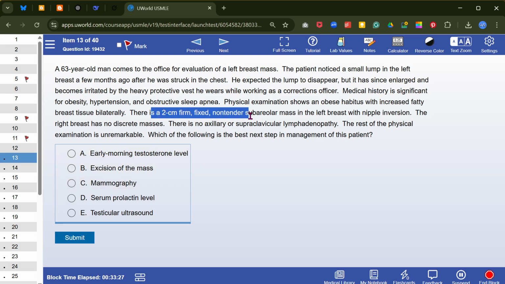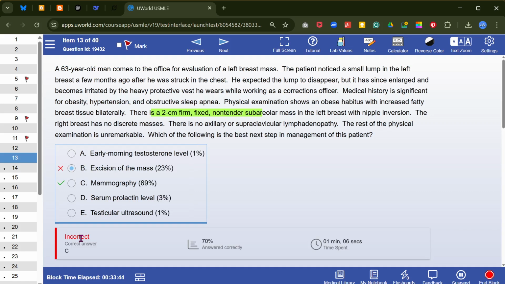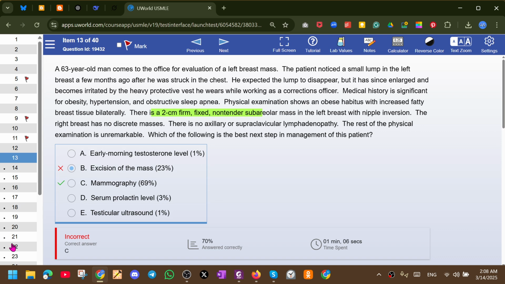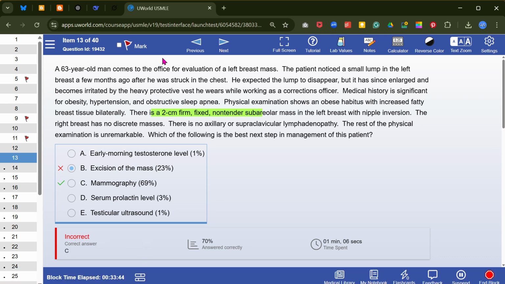Yes, I think excision because it is fixed, firm. Or you are choosing what? Maybe you are right. Yes, yes. I think that you should do imaging first.